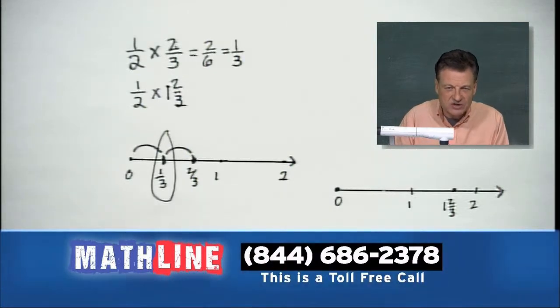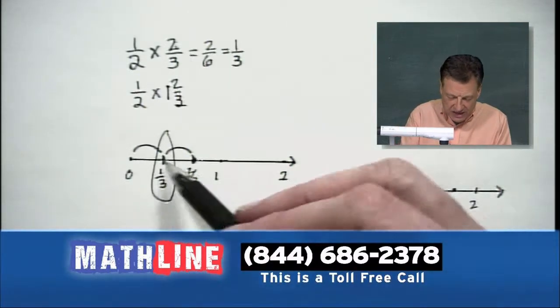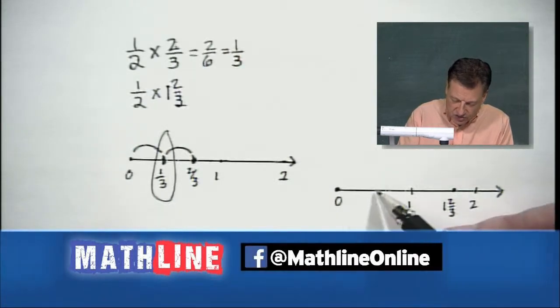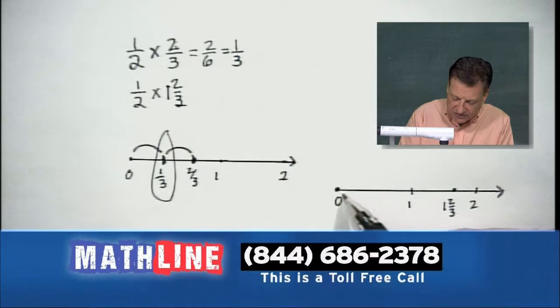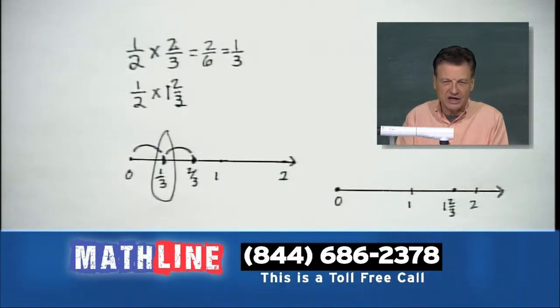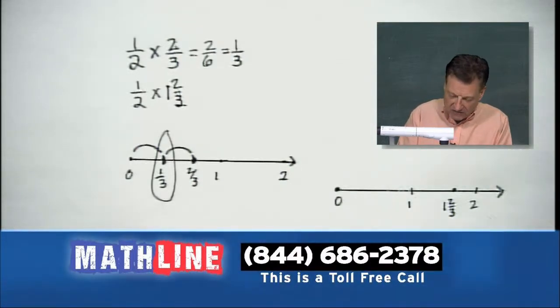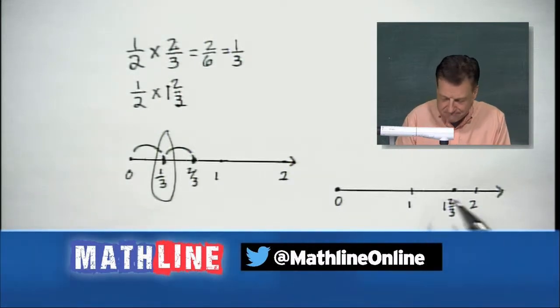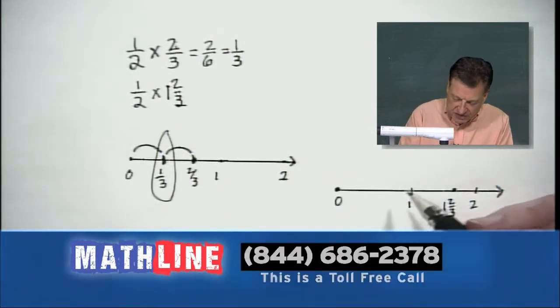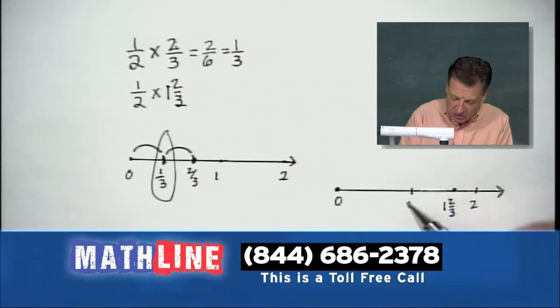This one's not quite so easy. It was nice when we had an even number, wasn't it? So it looks like we're going to end up trying to break this distance, we have 5/3 going here, and we're going to try to break that into thirds. That's kind of hard, isn't it? So we're going to estimate somewhere, we know it's between 0 and 1, right?